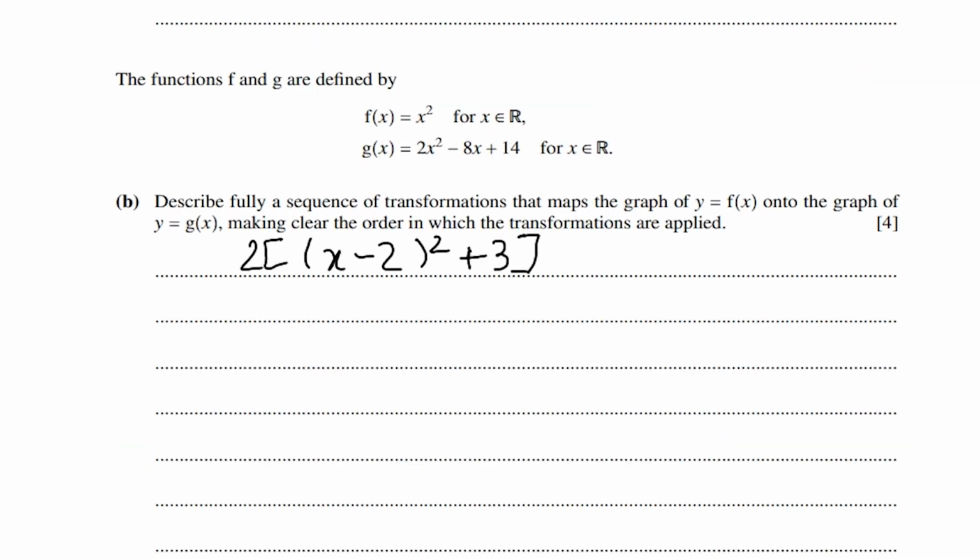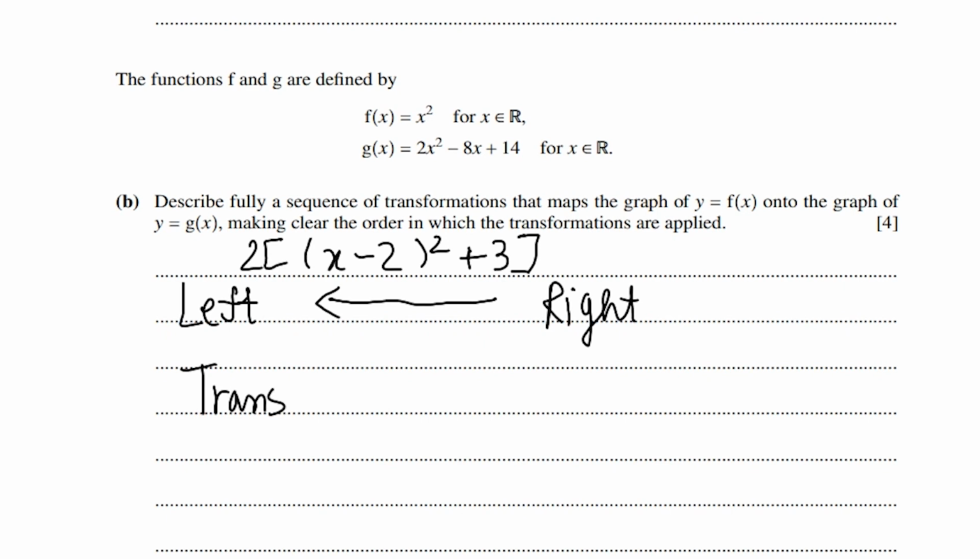Now we have to describe the sequence of transformations that map the graph of y is equal to fx onto the graph of y is equal to gx. One thing with transformations is that whenever they are applied, we follow the order of right to left. Right comes first, and we move this way. So if we move right to left, we can easily identify that there is a translation, and then there is a stretch in y direction. Now let's find out the translation factor. So we'll write there is a translation with translation factor.